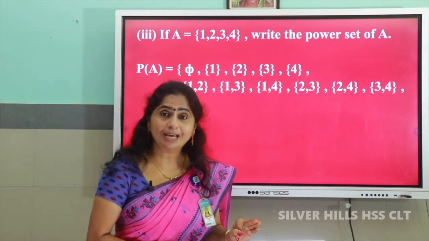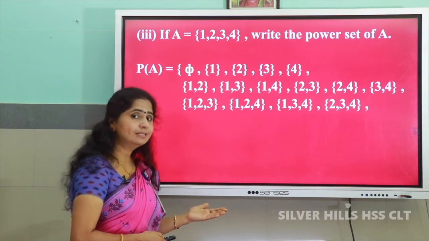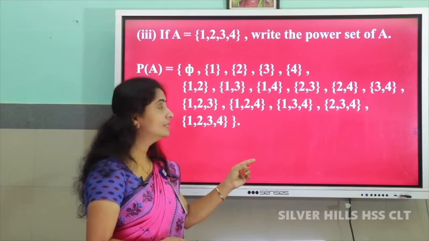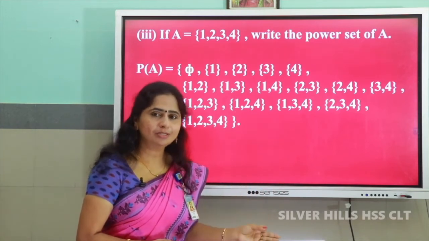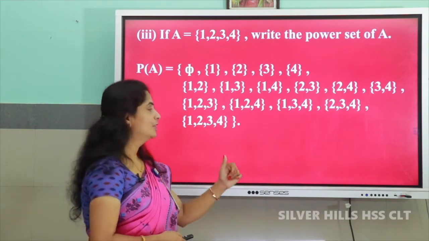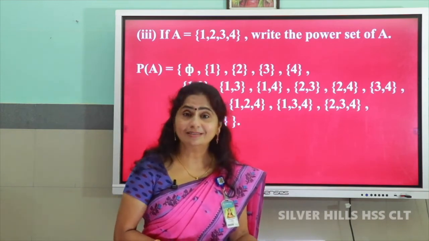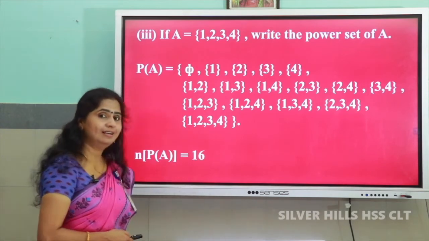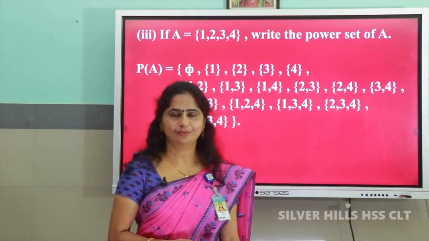Now we'll take 3 elements at a time. Starting with 1, what are the possibilities? {1, 2, 3}, {1, 2, 4}, {1, 3, 4}. So with 1 you get 3 possibilities, then {2, 3, 4}. Finally, the full set {1, 2, 3, 4}. So how many elements are in the power set of A? It is nothing but 16, which we can write as 2 raised to 4.